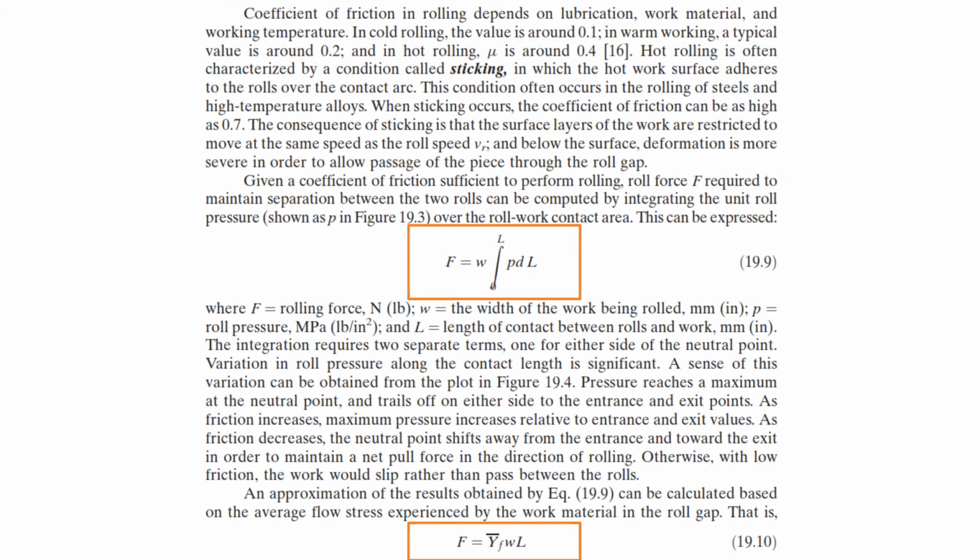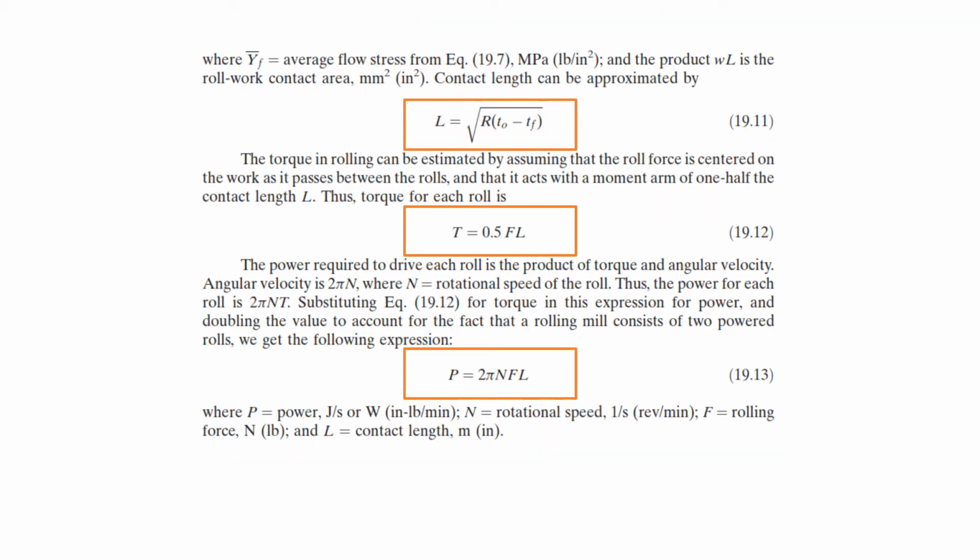Apart from that, the force that is supposed to be applied for the rolling on the roller can also be derived. Based on this, the force F can be calculated using the average flow stress times W times L. We are going to see how the value for L is calculated. As we already saw in the diagram before, L is the contact length.